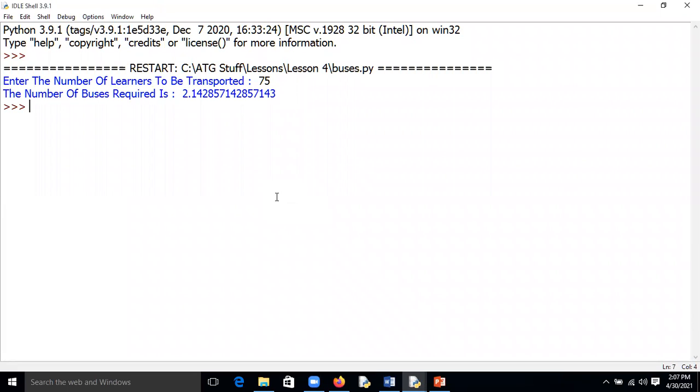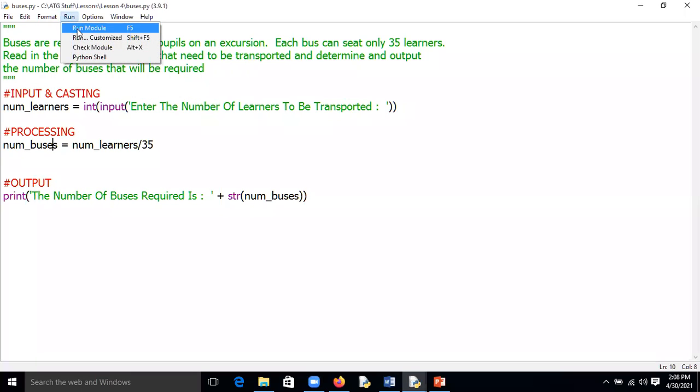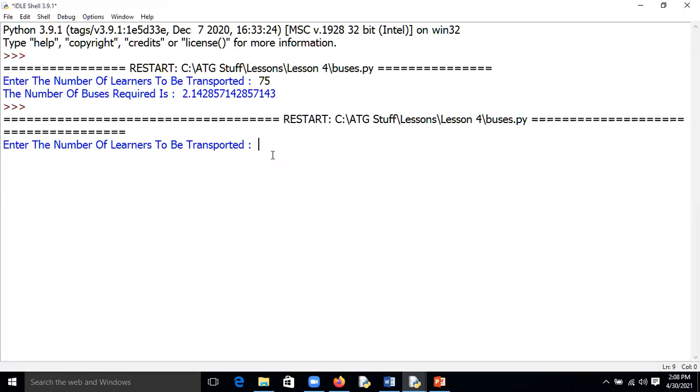Now we do not get 2.1 buses. And we certainly can't use 2 buses because there's more than 70 learners. So that means we're going to need a third bus. So just running this again, just so you can see, if I said we had 112 learners, we're going to need 3.2 buses. Now, remember, it can't be 2.1 buses. It must be the next whole number, which is 3 buses. It can't be 3.2. It must be the next, which is 4.